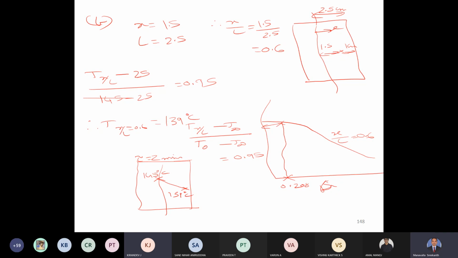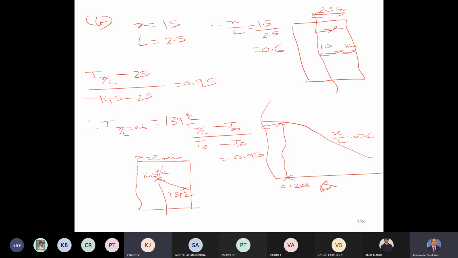This kind of chart solutions we'll be using often in transient conduction. This is where the next type of model, solid model, is a semi-infinite. For that also we'll be using similar charts. Okay, so try to follow. If you have any questions, please ask.